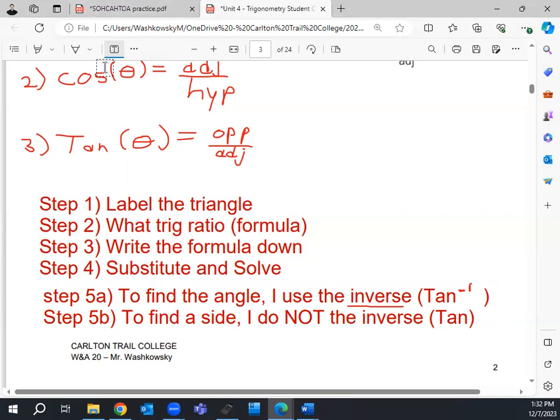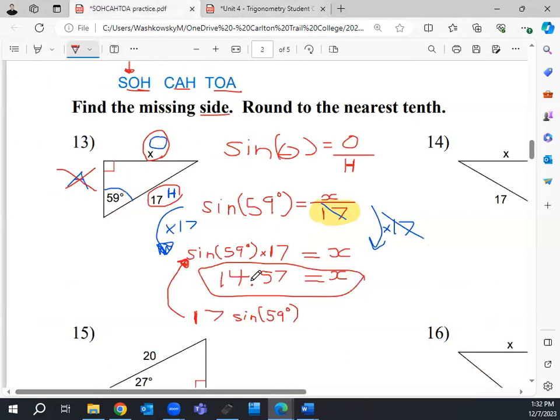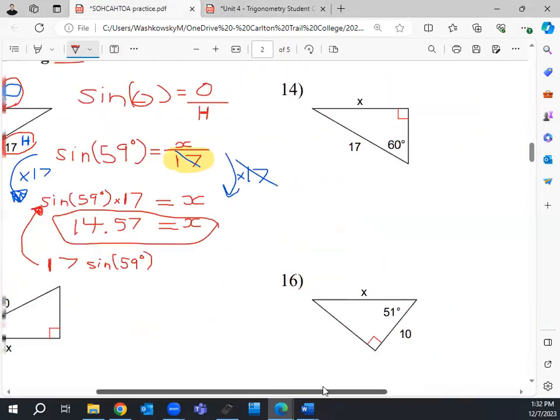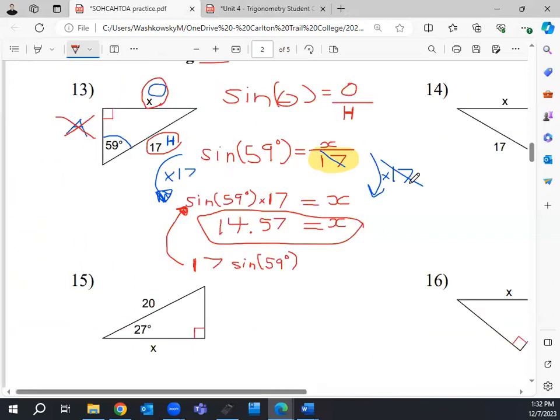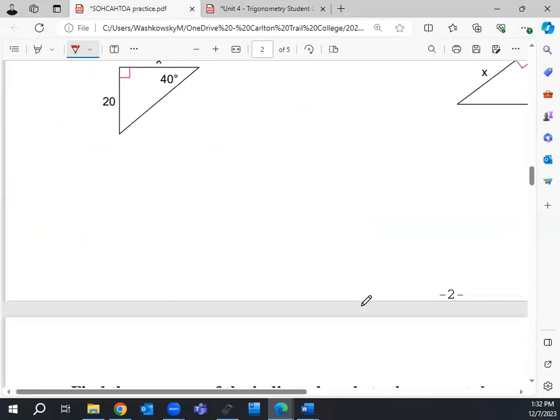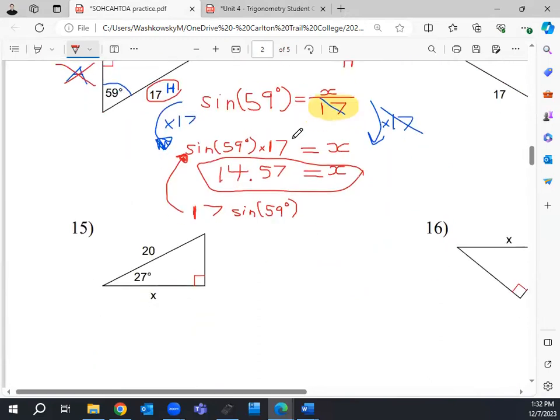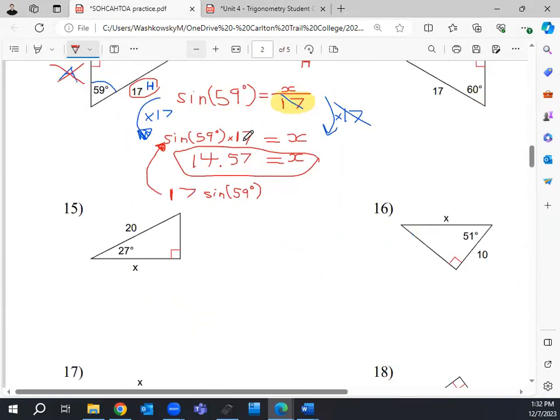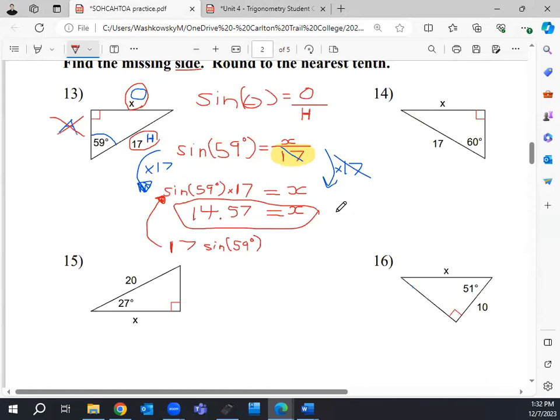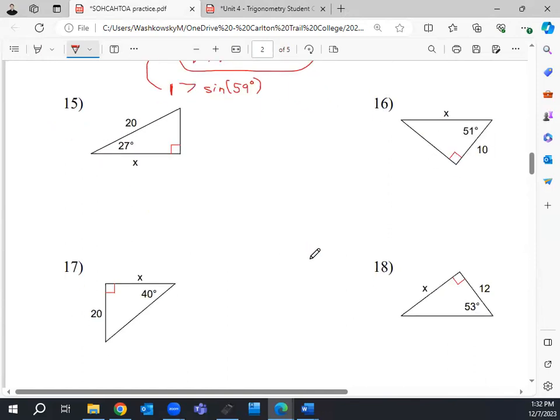So we set it up the same way. The difference is what are we trying to find, which changes how we solve it. So what I'll do is I'll give you like 5 minutes here to try out some of these questions. I'm going to come walk around in a minute to see how we're doing. Try out questions 14, 15, 16, 17, and 18.